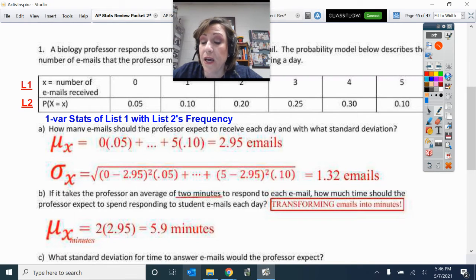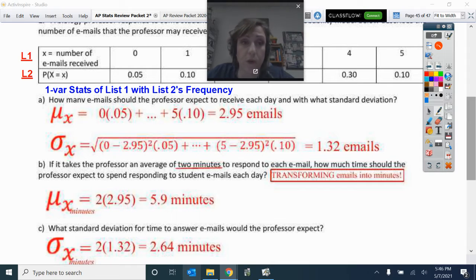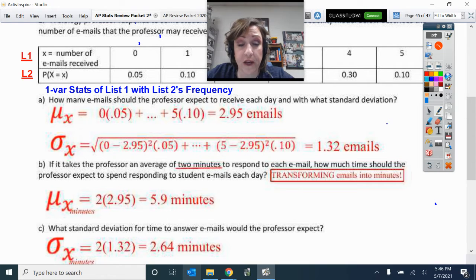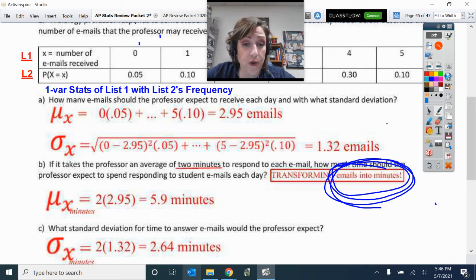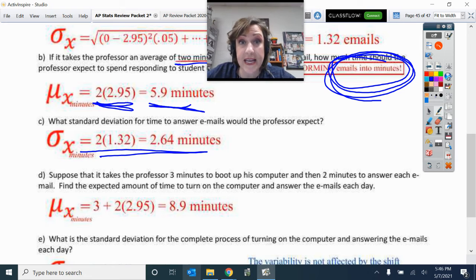All right, next, now remember that you want to put the units because that's going to help you keep track of if you are transforming, combining, all those different kinds of things. So see here we had number of emails, but here now they want to transform from the number of emails into the minutes. So it says that it's 2 minutes on average per email.